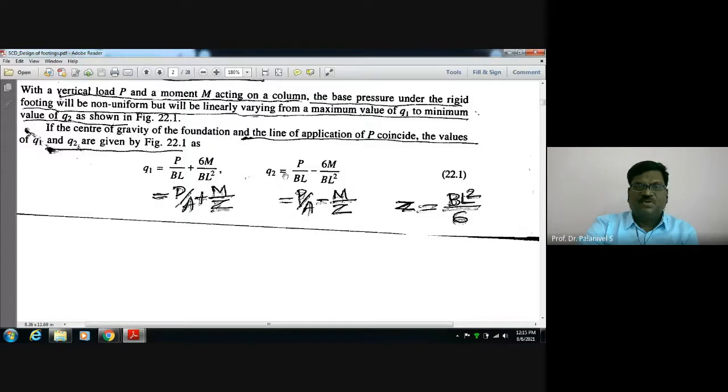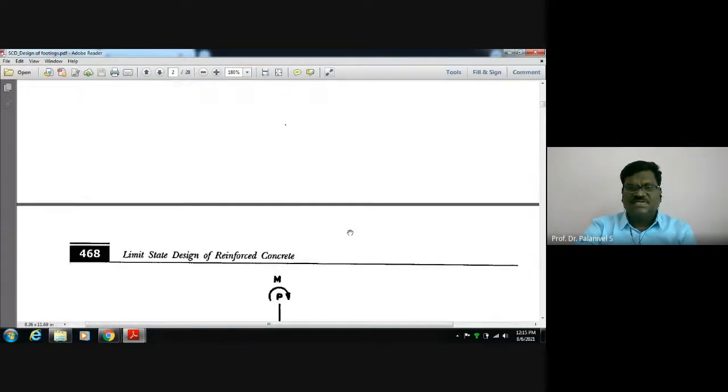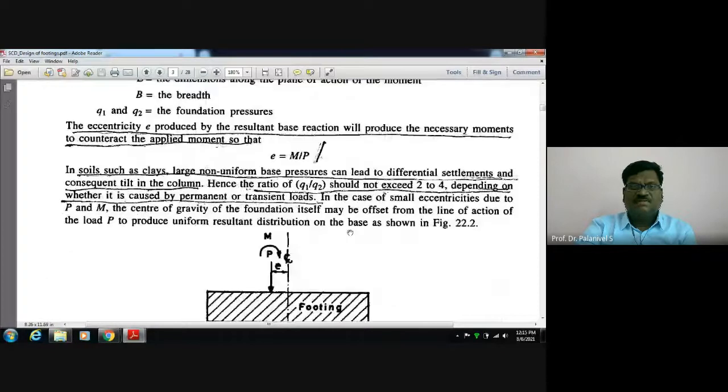So Q2 equals P by BL, the area, minus 6M by BL square. This way we can calculate wherever required. Some simple discussion we are doing, which you have done in your basics of mechanics of solids, right? And then what else?